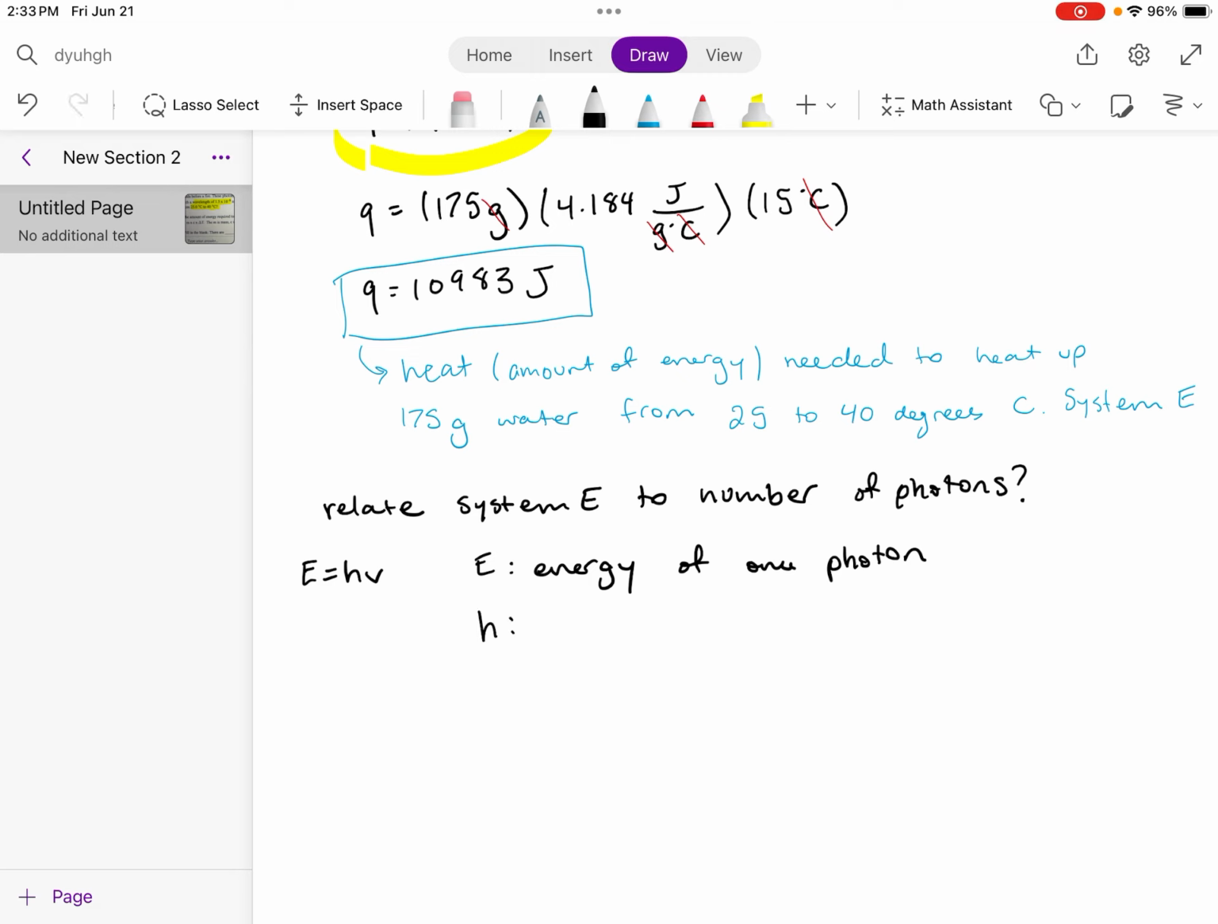So that's what the E term is. The h is called Planck's constant. Just like Avogadro's number, it's just a number. I don't really know how it came about, how he discovered it. I just use it. Its units are joules times seconds. And then nu, this is frequency.